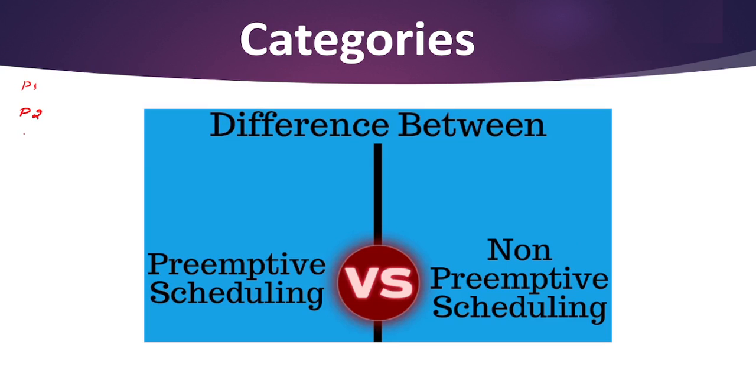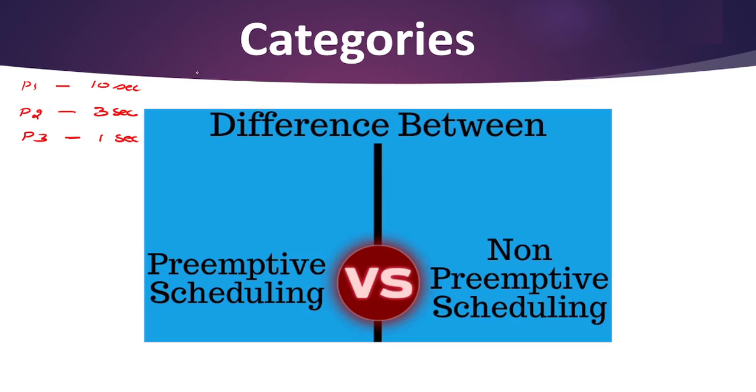Again, I'm taking three processes. Process P1 wants the CPU for 10 seconds. Process P2 wants it for 3 seconds. And process P3 wants it for 1 second. In the case of preemptive scheduling, the operating system allocates the resources to a process for a fixed amount of time.